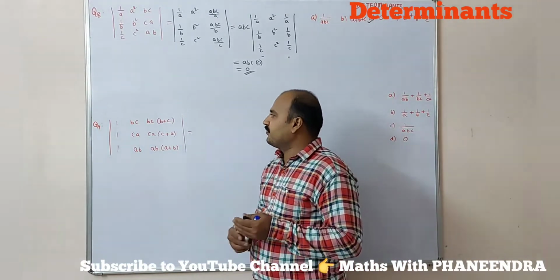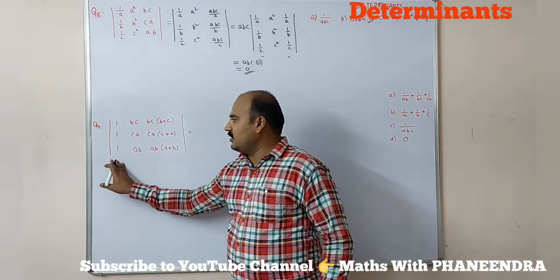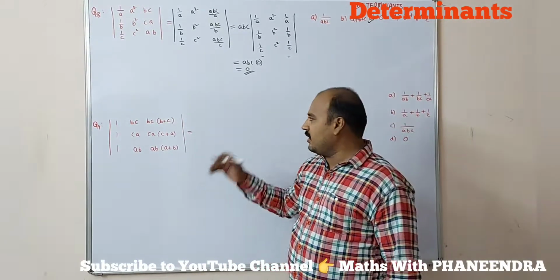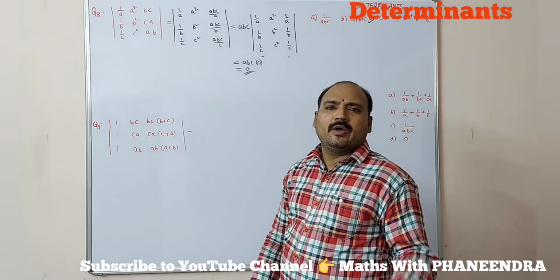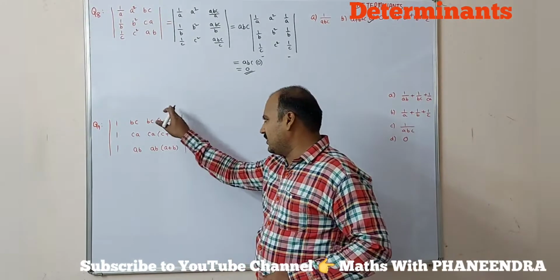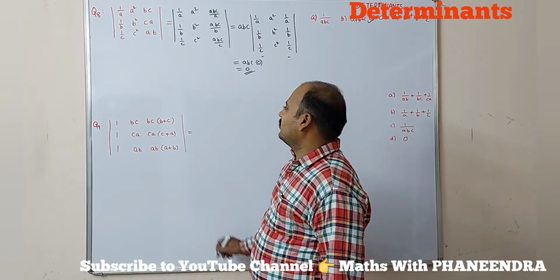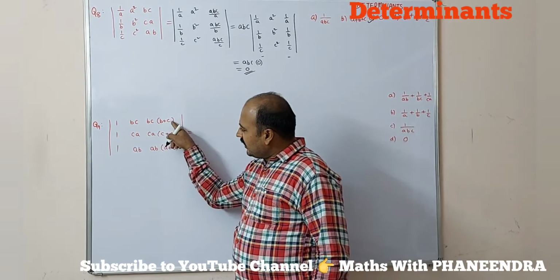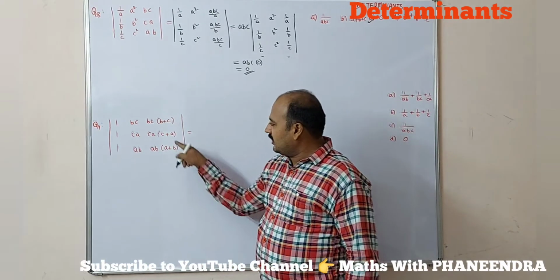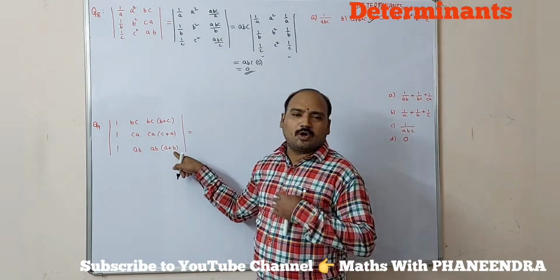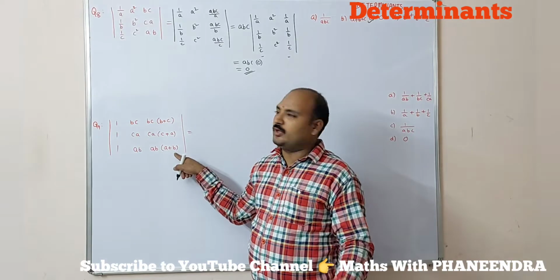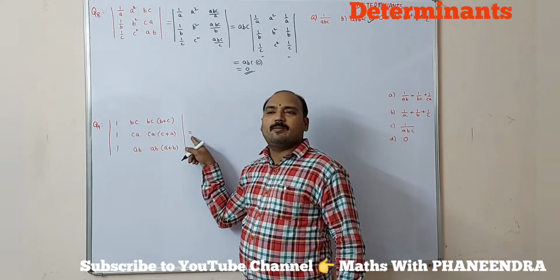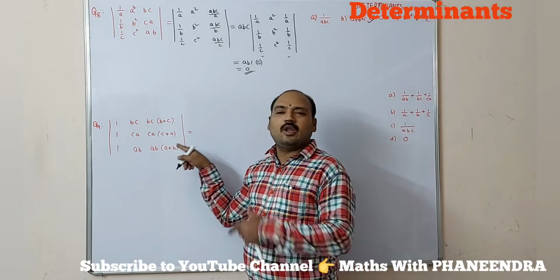This is column 1, column 2, column 3. What I am making is, in place of C3, this is the column 3. So generally if you multiply BC to A, B plus C, here A, here B, here C I want. So what we should do to get it? BC into A plus B plus C I want. CA into A plus B plus C I want. AB into A plus B plus C I want.